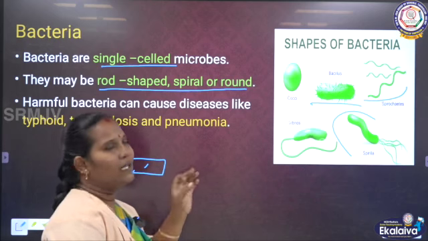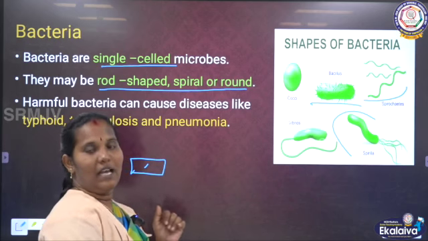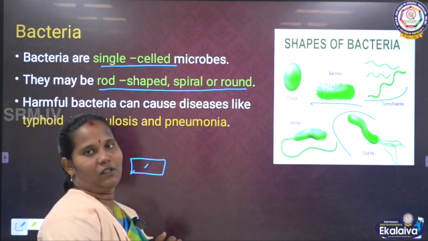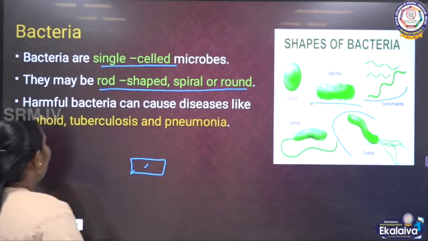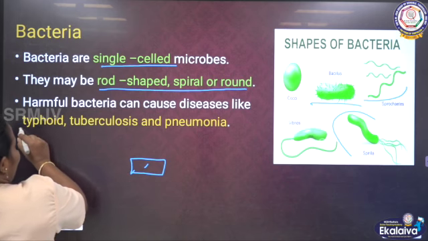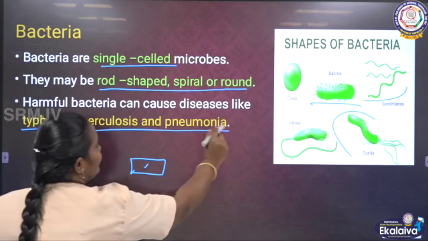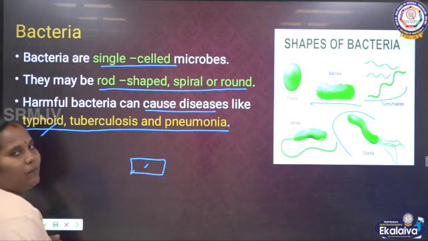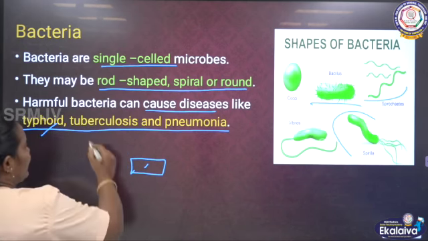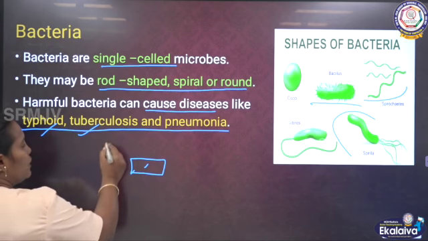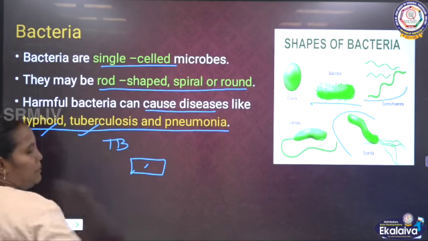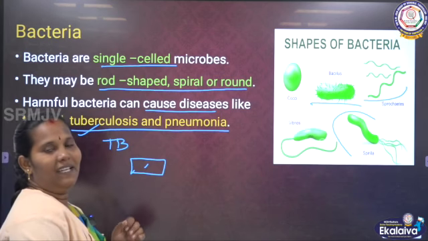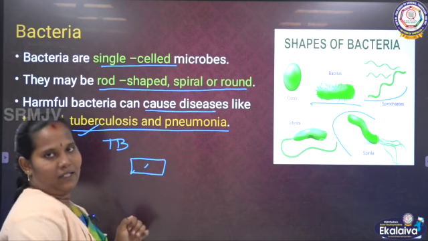Each and every bacterium has special characters, both useful as well as harmful. The harmful ones cause diseases. What are the diseases? One is typhoid fever, and the next is tuberculosis. Tuberculosis we call TB. TB means a continuous dry cough, and it attacks the lungs.